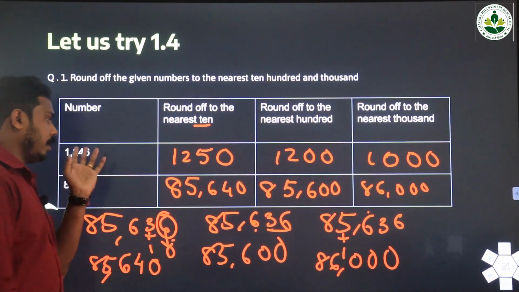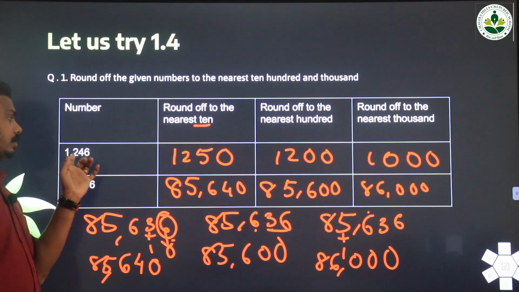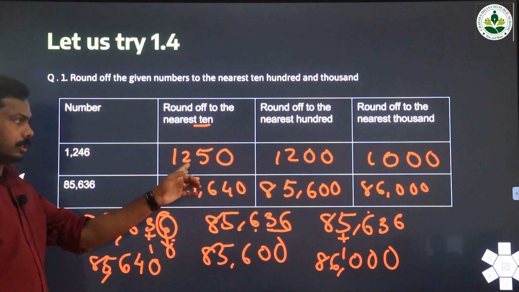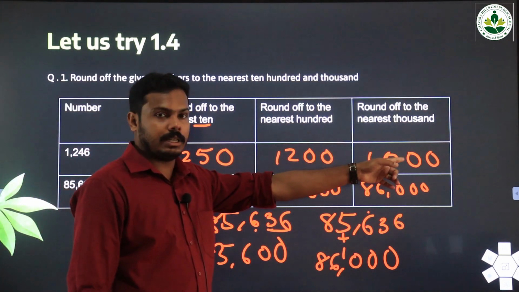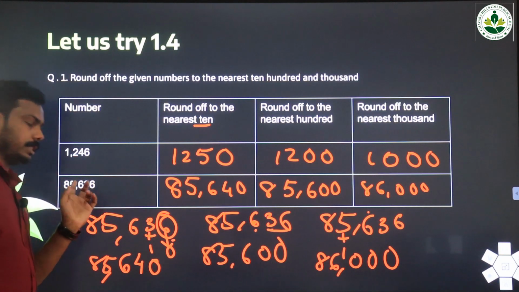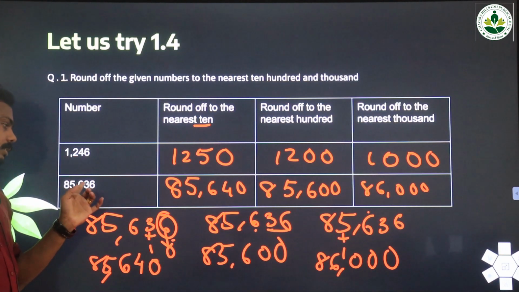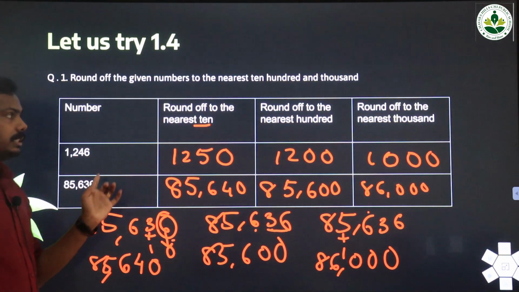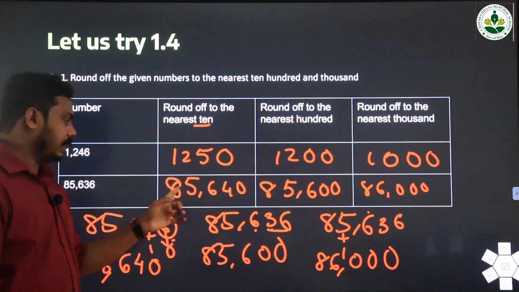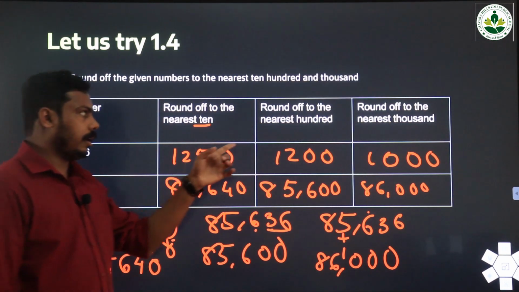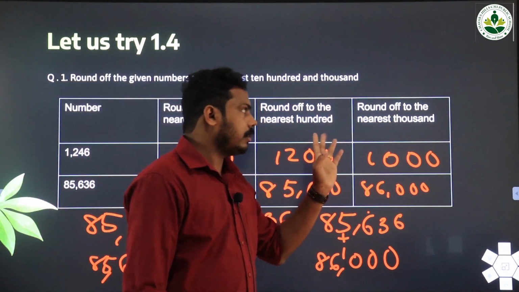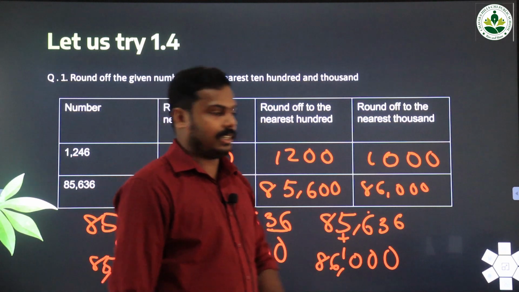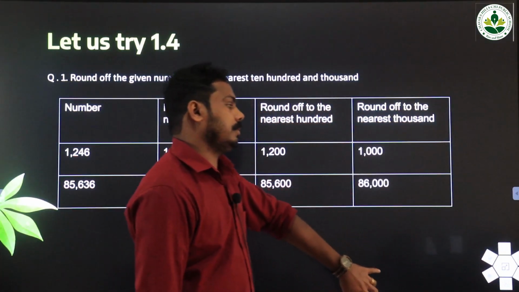So if we round off 1246 to the nearest 10, it is 1250. The nearest 100 is 1200. The nearest 1000 is 1000. And 85,636, if we round off to the nearest 10, it is 85,640, and nearest 100 is 85,600, and nearest 1000 is 86,000.